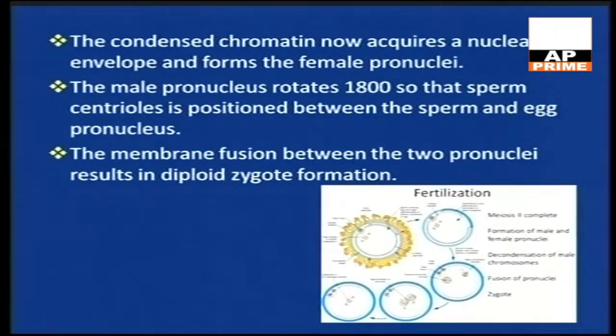The male pronucleus rotates 180 degrees, so that the sperm centrioles and the ovum centrioles are opposite in position, and they can easily fuse with one another, and they form the zygote. This process of formation of the zygote by the fusion of male pronucleus and female pronucleus is called fertilization.